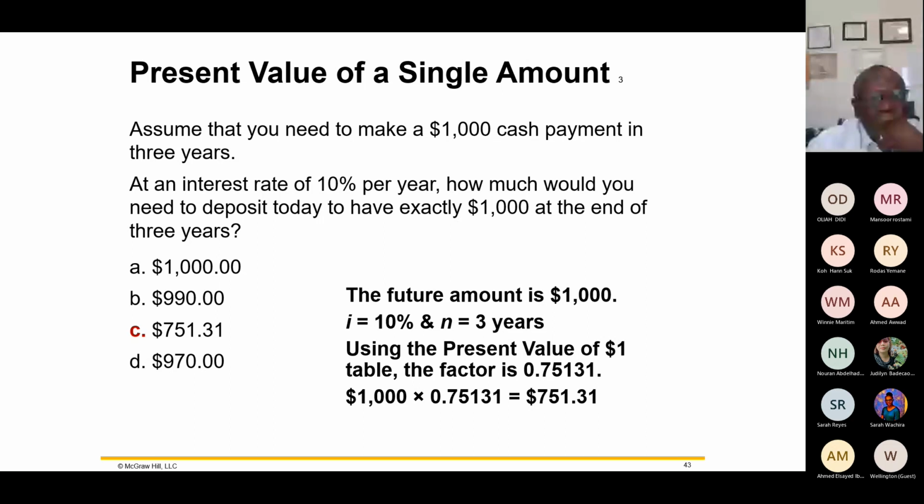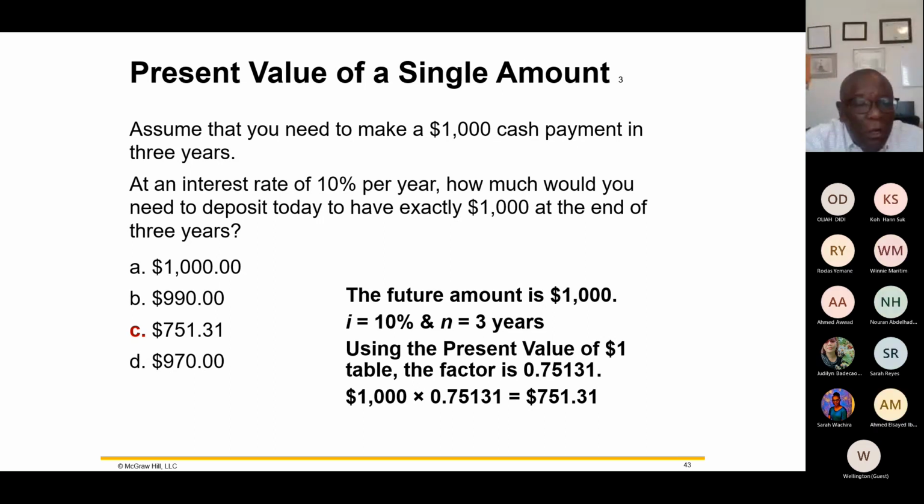Assume that you need to make a 1,000 cash payment in 3 years at an interest rate of 10%. How much would you need to deposit today? So that is what we call present value. What you deposit today to make 1,000 in 3 years. So the 1,000 in 3 years becomes a future value, while what we are going to look for becomes the present value.